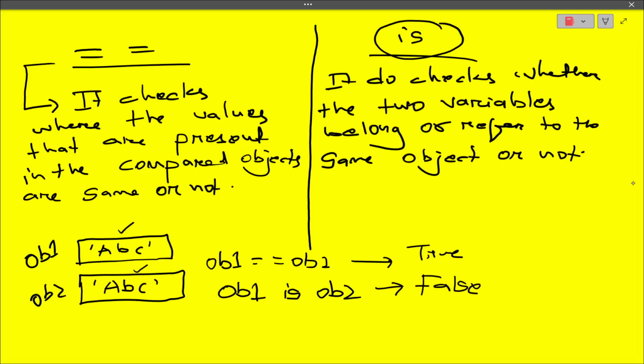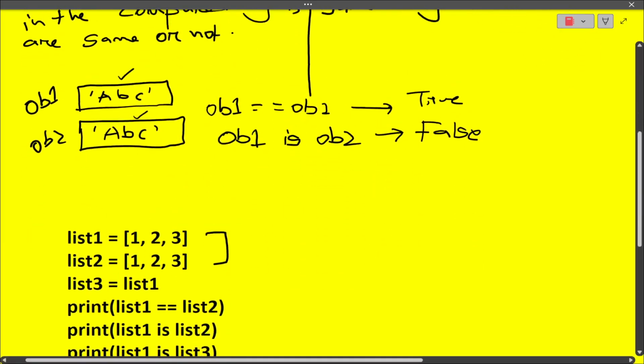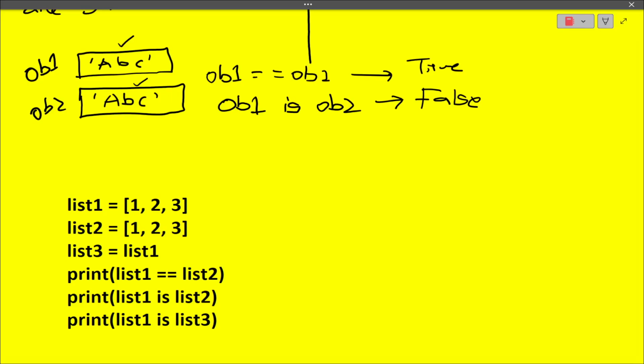Now I also have different examples for you all to practice. Let us consider this particular list 1, this list 2, and list 3 is equal to list 1. Here, as you can see, list 1 is double equal to list 2. As I just told, it will check whether the values present in both the objects are same or not. Can you see? List 1 carries 1 2 3, list 2 carries 1 2 3. So definitely you will get the answer as true.